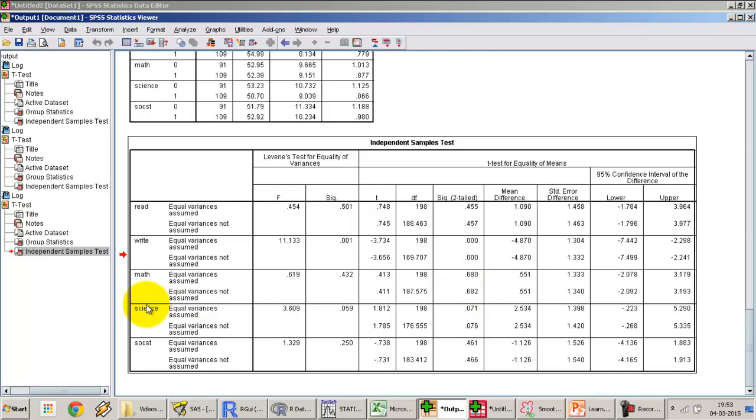I look at the impact of gender on science, 0.07. It's on the borderline, but it's higher than alpha, i.e. we're going to go with the statement that gender does not impact science scores. And look at social studies. Again, gender does not impact social studies scores as well. And this is how we do independent samples t-test in one shot.